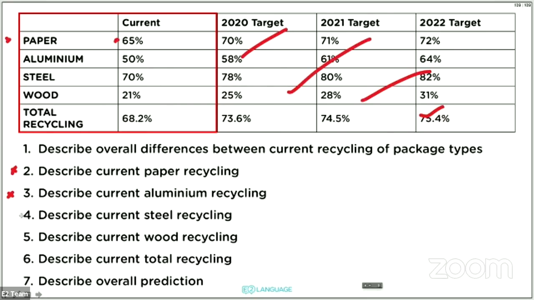Describe the current aluminium recycling, then steel, then wood, then the total recycling, which is here, and then give an overall prediction. And what you can see here is that 65 to 70 to 71 to 72, 50 to 58 to 61 to 64, there's going to be a slight increase. So please go ahead and write one paragraph using all of these descriptions. I'm going to give you 5 minutes. Please press pause, write this, and I'll see you in 5 minutes.